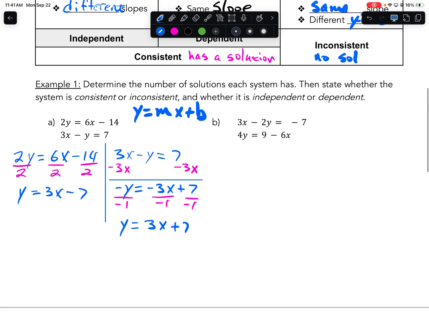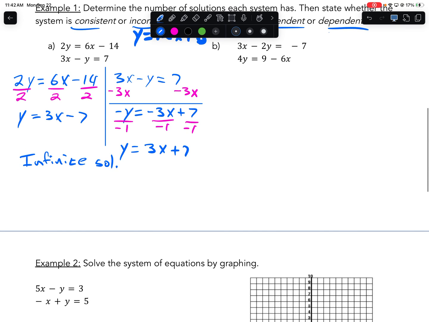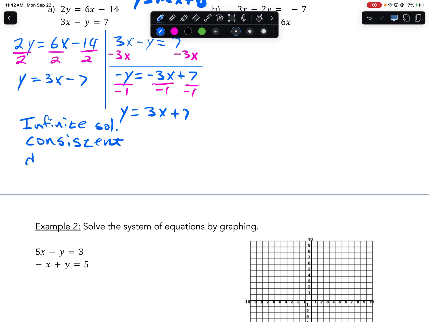So if we look at these directions up here, determine the number of solutions. So how many solutions? It's the same line, infinite, right? So infinite solutions, we can just write infinite sol. Okay? Then we have to state consistent, inconsistent, dependent, or independent. Consistent, because it has a solution. Excellent. And independent or dependent? Dependent, because it's infinite.